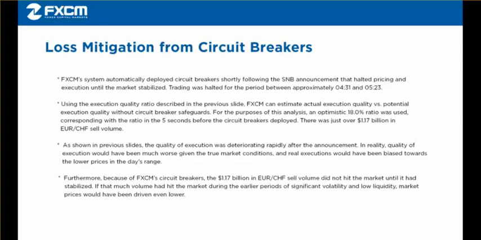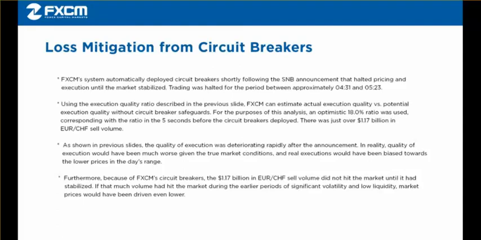FXCM had no control of the extreme price movement, the erratic pricing, and the effect on liquidity after the SNB announcement. FXCM's technologies did engage our circuit breakers. The system automatically deployed circuit breakers shortly following the SNB announcement that halted pricing and execution until the market stabilized. Using the execution quality ratio described in the previous slide, we can estimate actual execution quality versus potential execution quality without circuit breaker safeguards. For the purposes of this analysis, an optimistic 18% ratio was used, corresponding with the ratio in the 5 seconds before the circuit breakers deployed.